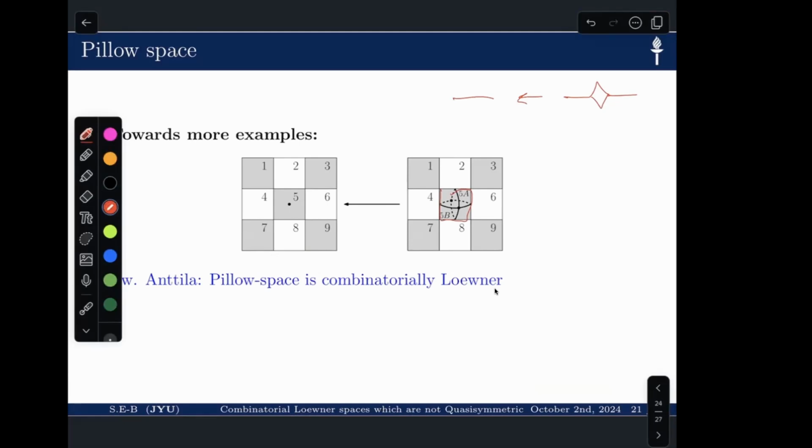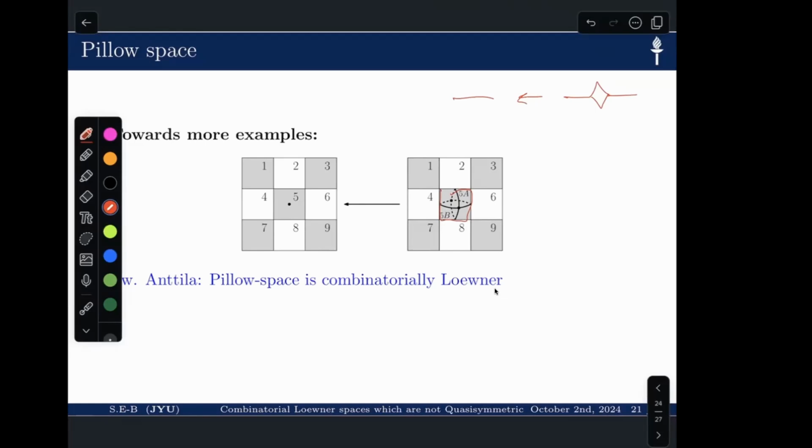You get a metric space that is Ahlfors regular. You can also show that it's not Loewner itself. But what's interesting is you can show that it's combinatorial Loewner. And this follows from a general meta theorem that we showed with Anttila, that anything with sufficiently nice symmetry groups that is self-similar has the combinatorial Loewner property.